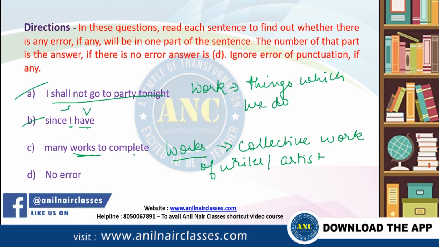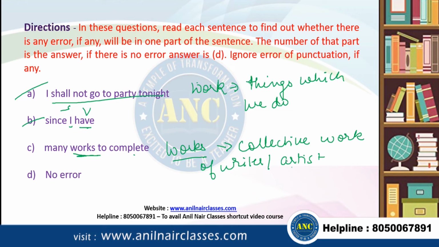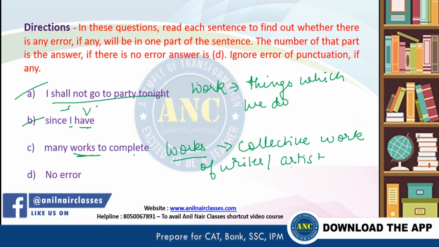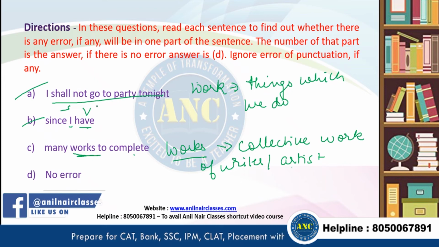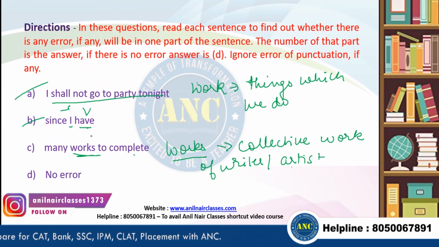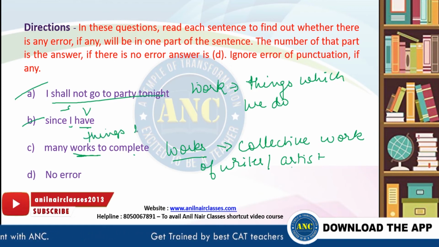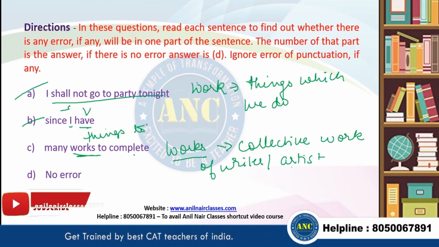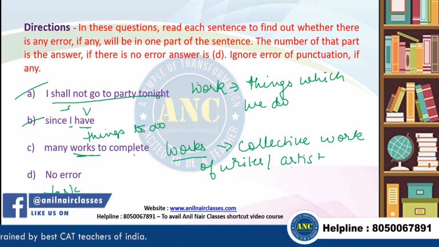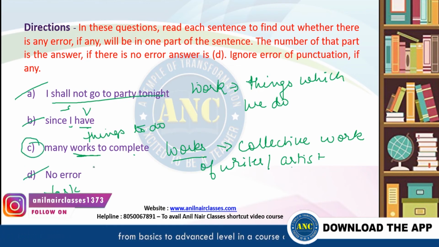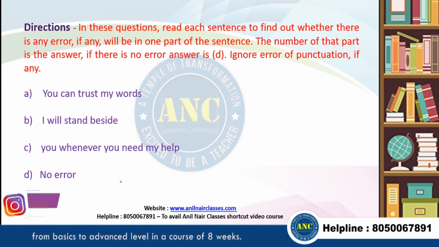So work means things we do. So are you really referring to the collective work of a writer or an artist or any person? Or are you talking about the things which he has to do? See, read the sentence. I shall not go for the party today since I have many collective work. No, I have a lot of things to do, right? I have many things to do. I want to say things to do or tasks. I have many tasks to do. So this is wrong. So your right answer will be C because there is an error. We are doing error spotting questions. Your right answer is C. Let's move ahead to the next question.